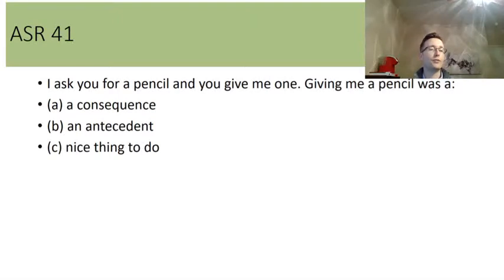ASR 41, I ask you for a pencil, and you give me one. Giving me a pencil was A, a consequence, B, an antecedent, or C, a nice thing to do, in relation to my behavior of asking you for a pencil. A couple more seconds. Alright, I'll go ahead and close the poll, and the answer here is a consequence. Now, in relation to you giving me a pencil, me asking you for a pencil would be an antecedent.